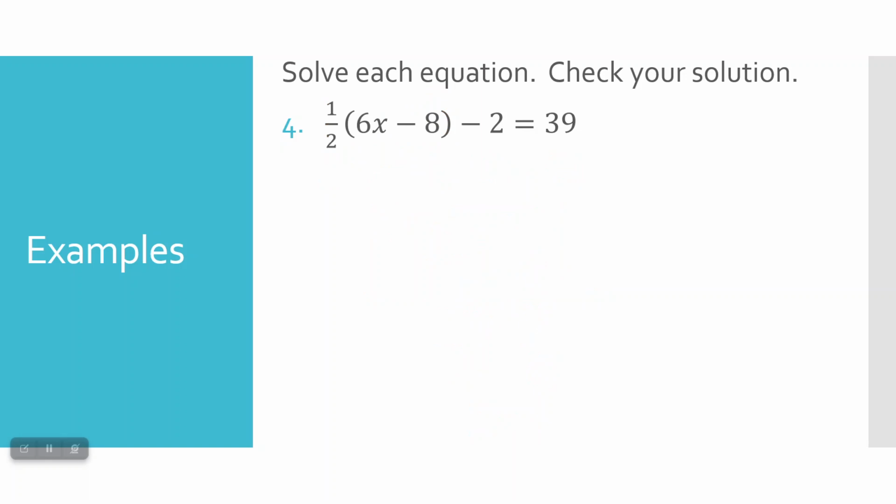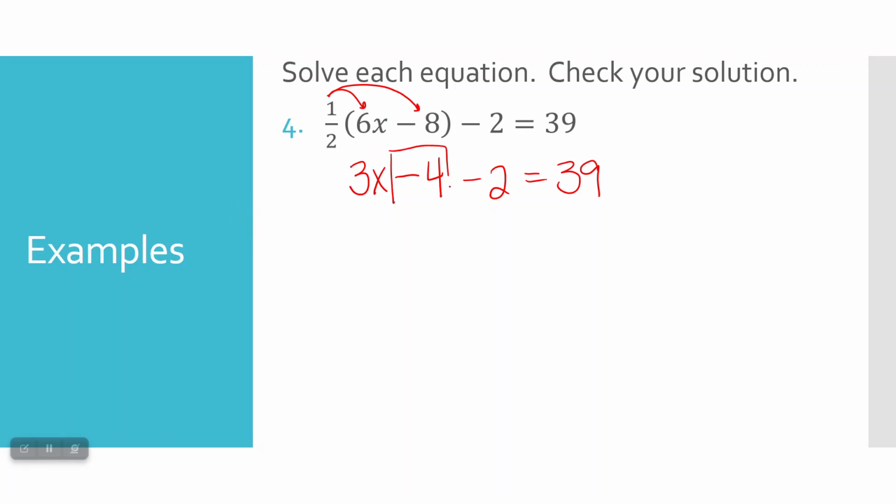Example 4 reads 1/2 times the quantity of 6x minus 8 minus 2 equals 39. So first we're going to distribute the 1/2 through the parentheses. You're welcome to change 1/2 to a decimal if you're more comfortable using the calculator. But really what this just means is take half of 6, that's 3 with the x, minus half of 8, that's 4. We're going to bring down the minus 2, and the equals 39.